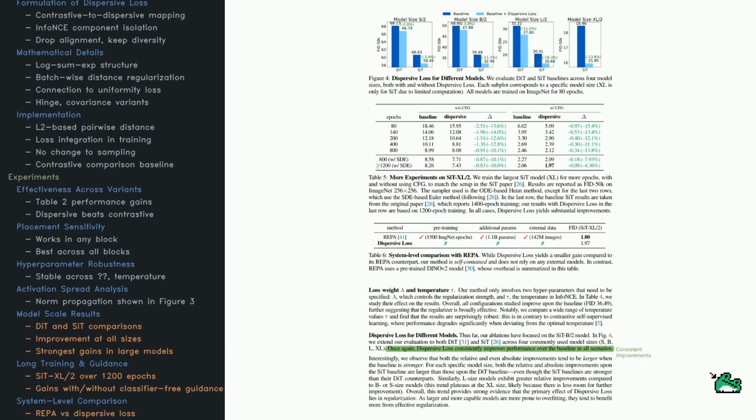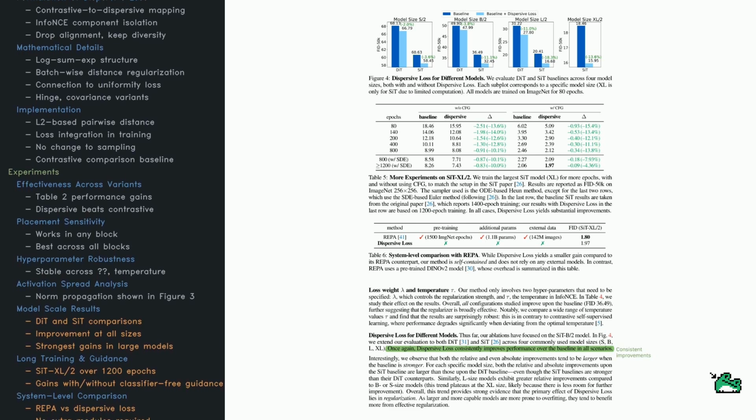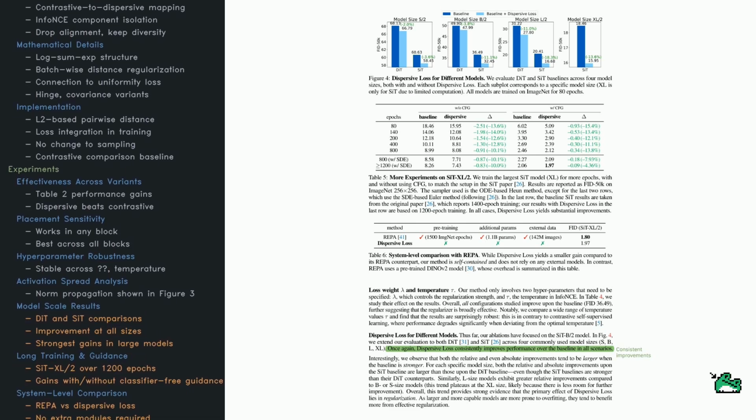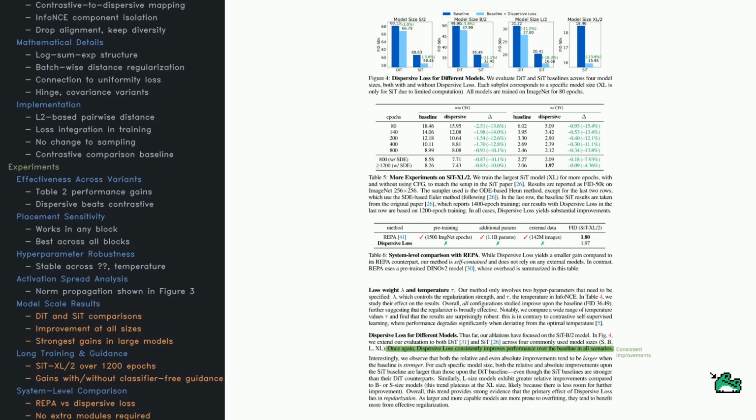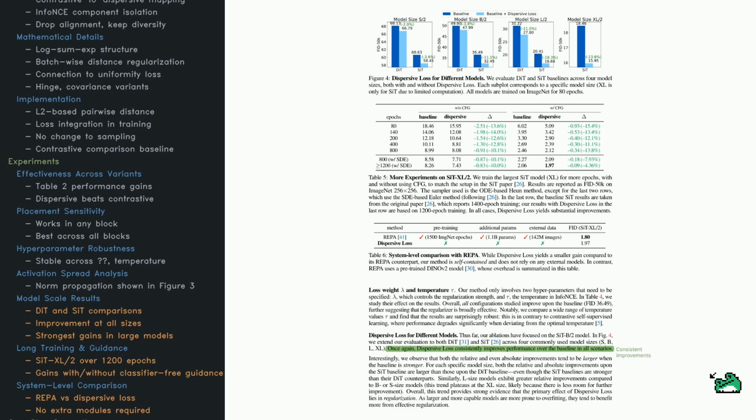And here's an interesting insight. Larger models see bigger benefits. That's probably because they're more prone to overfitting. And dispersive loss acts as a form of regularization. So the bigger the model, the more it gains from this lightweight strategy.